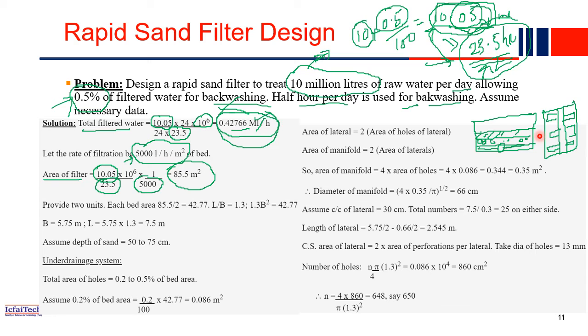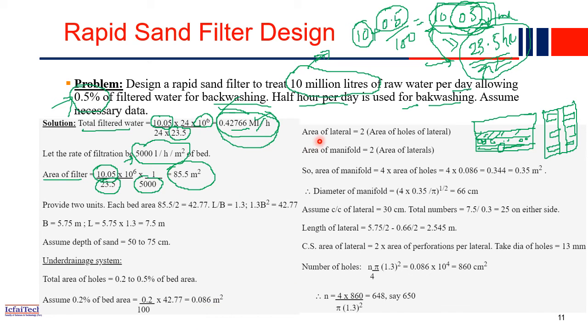So the total area of holes we can consider as 0.2 to 0.5% of the bed area. The bed area we have already computed: it is 85.5, and we divide it by 2 because we are constructing two beds. That is 42.77, the one bed area, isn't it? So if you consider 0.2%, then the total hole area is 0.2 by 100 into 42.77. This will give you the total hole area, right? These holes will be in the lateral pipes, so the total hole area is that much.